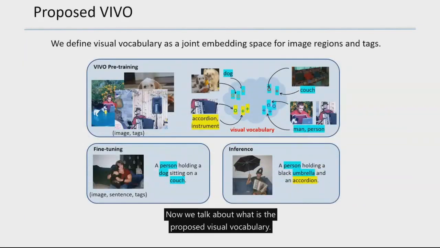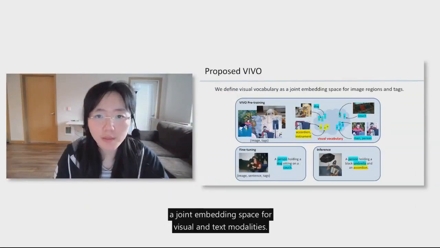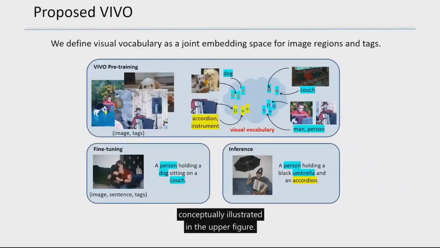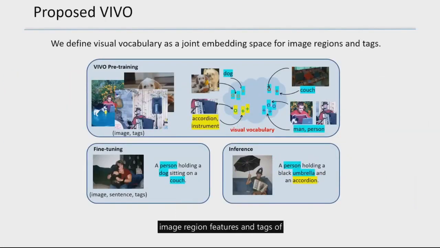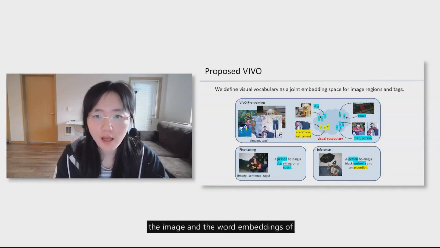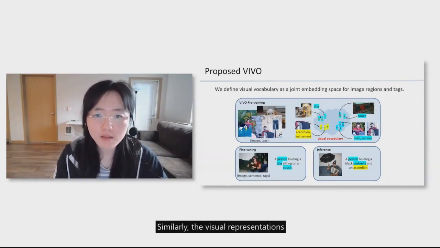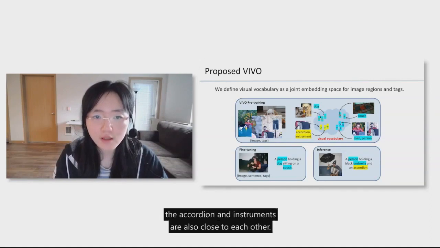Now we talk about what the proposed visual vocabulary is. Here, we define visual vocabulary as a joint embedding space for visual and text modalities. The embedding space is conceptually illustrated in the upper figure. In the embedding space, image region features and text of semantically similar objects are mapped into vectors that are close to each other. For example, the visual representations of person or man from the image and the word embeddings of the tags person and man are all close to each other. Similarly, the visual representations of the image region accordion and the word embeddings of accordion and instrument are also close to each other.